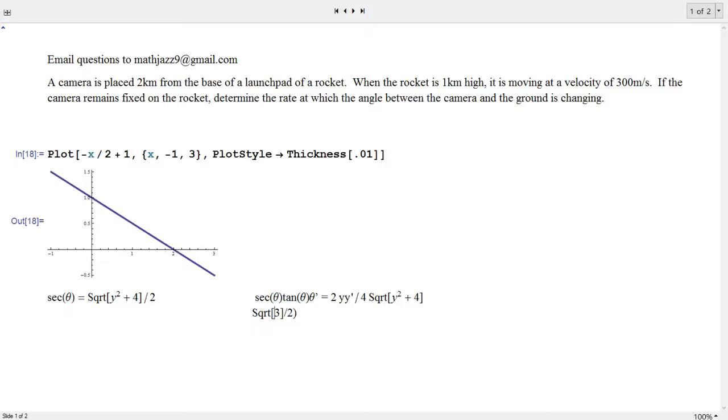Our tangent is going to be the opposite over the adjacent. So that's going to be 1 divided by 2, or just a half, equals 2 times y. Well, y is 1, so that's just 2, times y prime, which we know is going to be 300 meters per second, which is 0.3 kilometers a second. We have to use the same units here, so we're going to plug in 0.3.